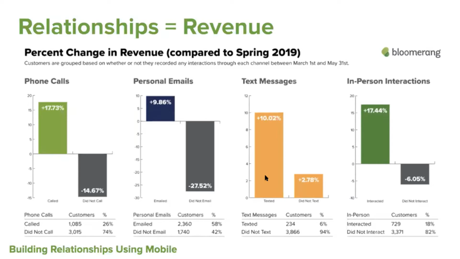Then if we look at text messages, which is another very personal form of communication, that also saw about a 10% increase in revenue. Where it gets to be really interesting is with phone calls and what we were calling in-person interactions. Nonprofits who used those forms of communication actually saw almost a 20% increase in their revenue. I would argue that phone calls and in-person interactions are the most personal channels you can use, simply because it's that instant feedback. You're not sending an email and waiting for a response. If you're talking on the phone, you're getting that feedback instantaneously.